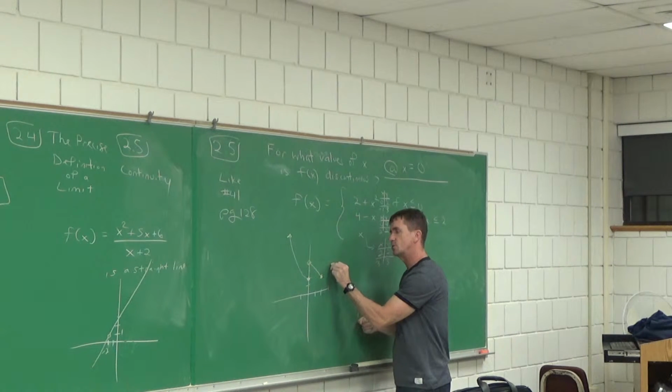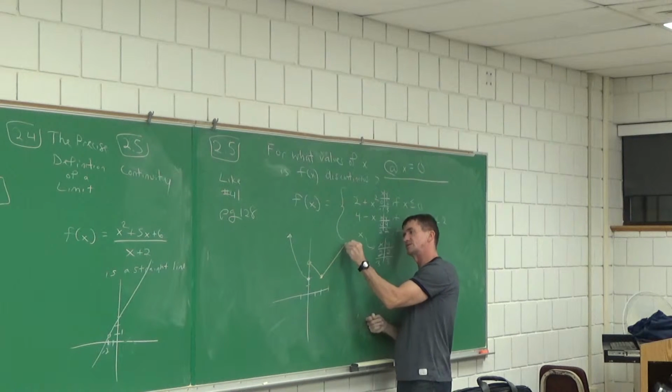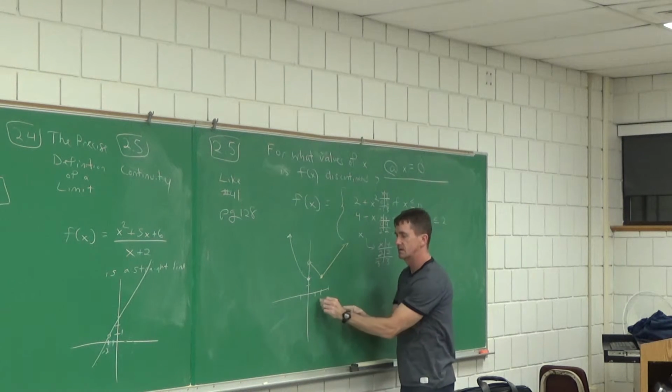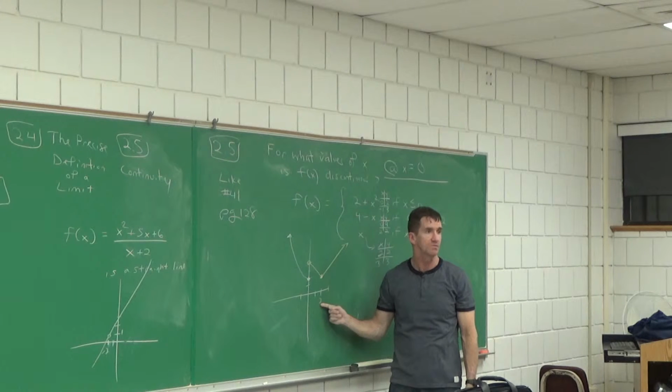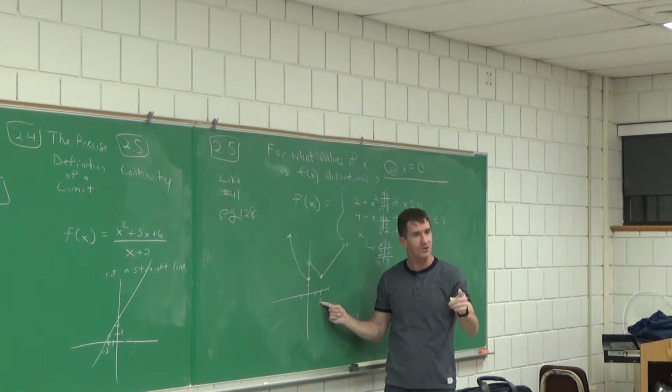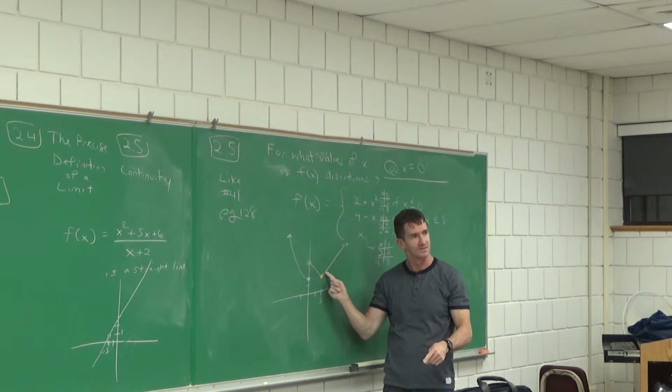And then at 3 you got up to a 3, and it just keeps going up. So everyone, what do you think? Is the function discontinuous at 2? No, it's continuous. Continuous means connected. Cool?